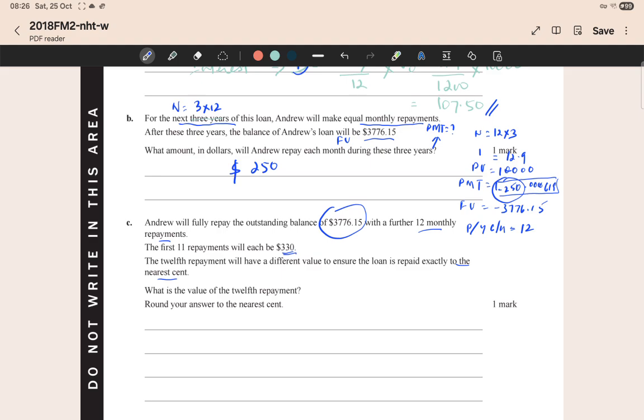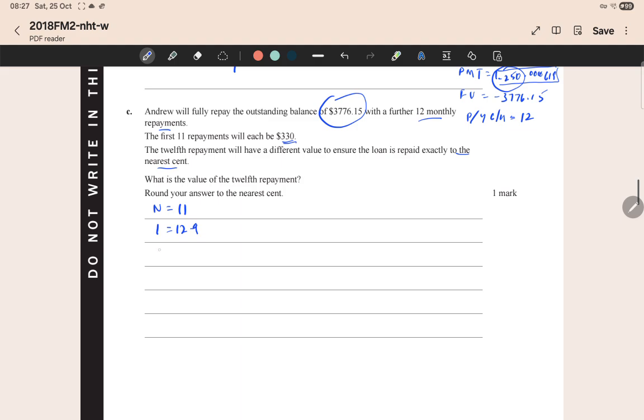you have to calculate what the future value is after 11 repayments, because totally it's paid off in 12. And then you calculate interest on the 12th repayment. So the first calculation is for 11. I is 12.9. PV is 3776.15. It's positive because that's your part of the loan that's still with you. PMT is minus 330 because that's money that you're returning. Money leaves you.